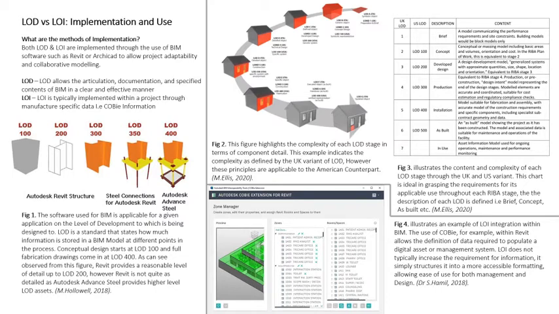COBie doesn't increase the requirement for information, it simply structures it into a more accessible format, allowing ease of use for management and design. If implementing, for example, an installation typology within Revit, changing the COBie of said asset will allow the change of varying elements such as scheduling and cost.